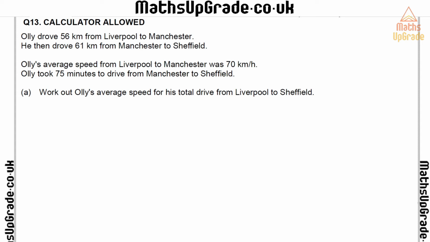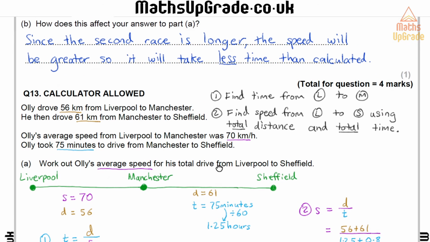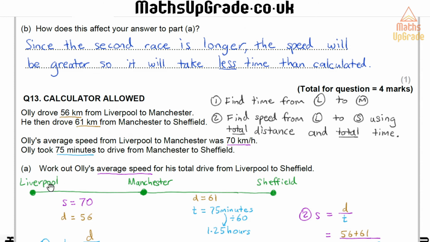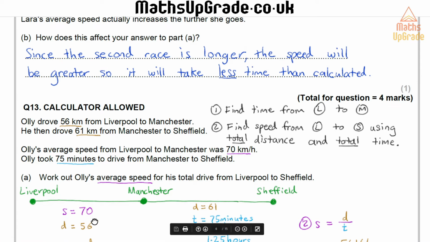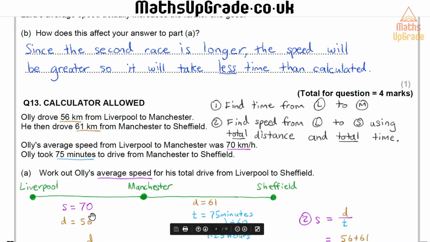So with this question, what I'm going to do is draw a little diagram, a little schematic to show what he's doing. So he travels from Liverpool to Manchester, then Manchester to Sheffield. Okay, what do I know so far? Well, I know that the distance between Liverpool and Manchester is 56 kilometres. So I've marked that on the diagram here, 56. I also know that the distance from Manchester to Sheffield is 61 kilometres.